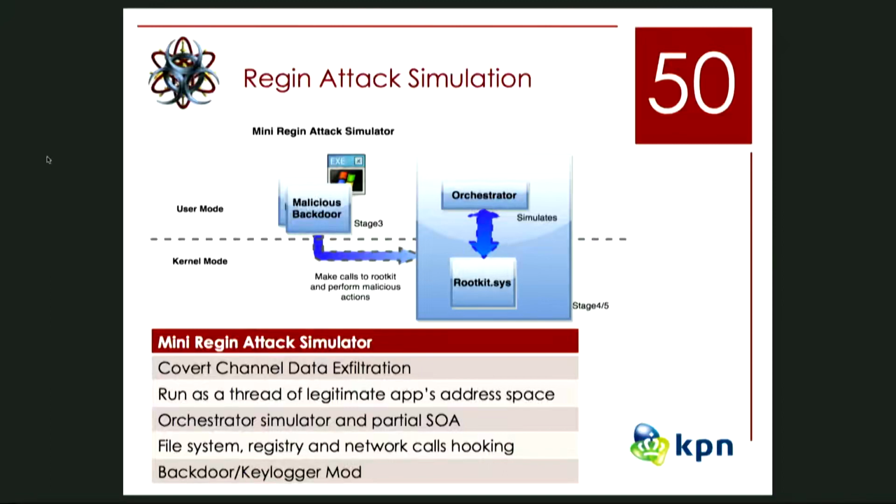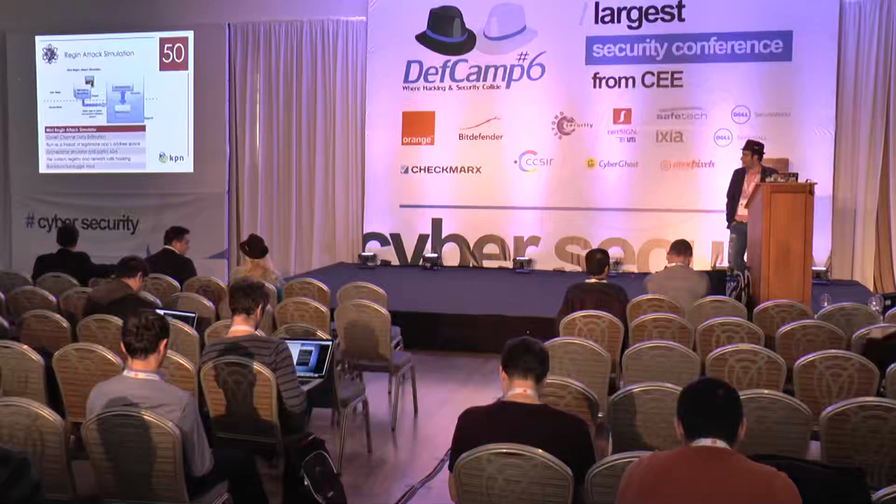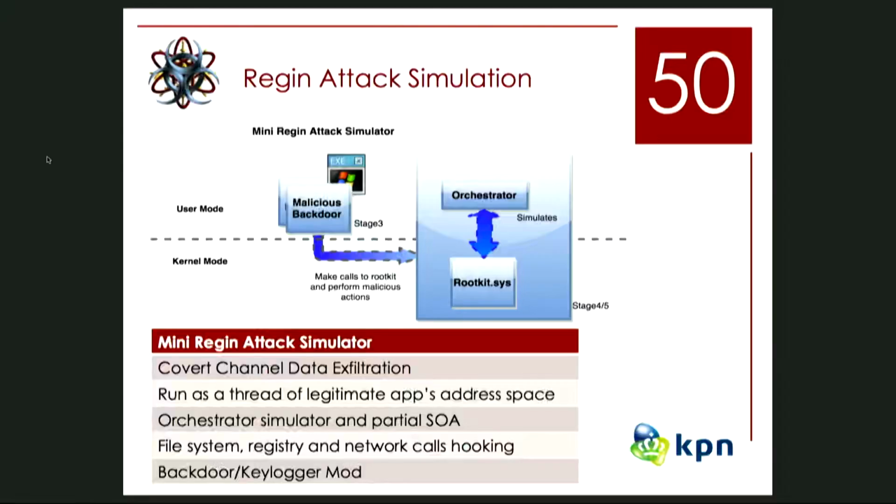So in order to simulate the Regin behavior, I created a small framework consisting of just two modules, a kernel and a user-level module. It simulates the orchestrator behavior that is implanted in the Regin platform. The features of the simulator include covert data exfiltration, running as a thread in the legitimate application's address space and totally invisible to users, orchestrator simulator, and partial SOA calls, monitoring of the file system, registry, and network calls, hooking, backdoor, and keylogging modules. Some of the malicious behavior that you can perform on the infected system.